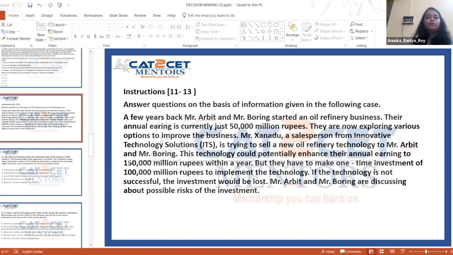This question says that a few years back, Mr. A and Mr. B started an oil refinery business. Their annual earning is currently just 15,000 million rupees. They are now exploring various options to improve the business. Mr. X, the salesperson from Innovative Technology Solution ITS, is trying to sell a new oil refinery technology to Mr. A and Mr. B. This technology could potentially enhance their annual earnings to 150,000 million rupees within a year. But they have to make one-time investment of 100,000 million rupees to implement the technology. If the technology is not successful, the investment would be lost. Mr. A and Mr. B are discussing about possible risks of the investment.